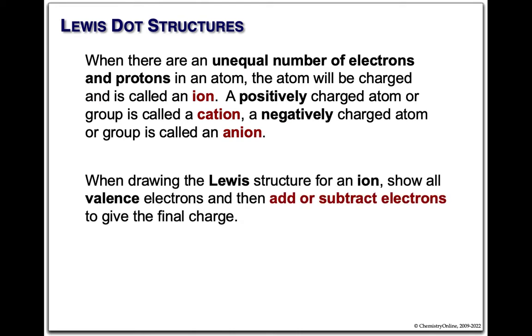Let's start off by looking at simple atoms, and we're going to make charged atoms out of them. The nomenclature, if we have a positively charged atom, is called a cation. If we have a negatively charged atom, it's an anion. Now, to make the Lewis structure for an anion or a cation, what you do is simply start off with the basic Lewis structure for the atom.